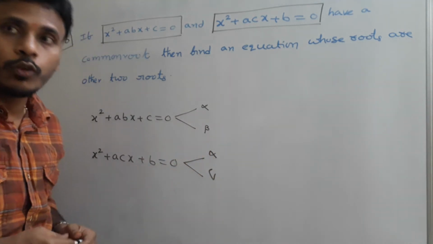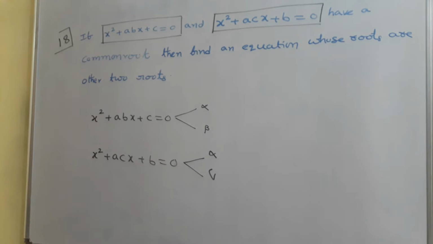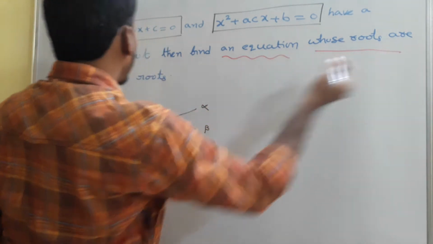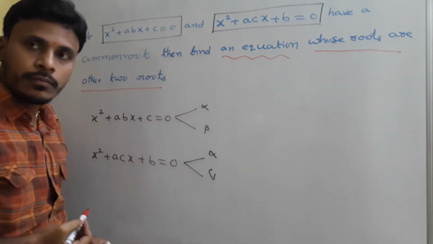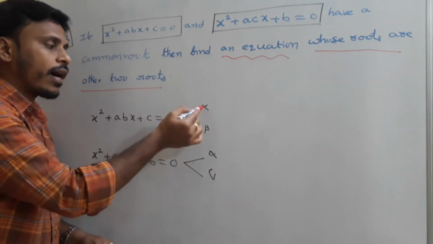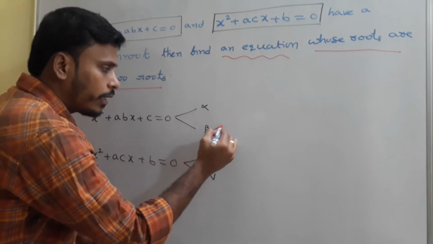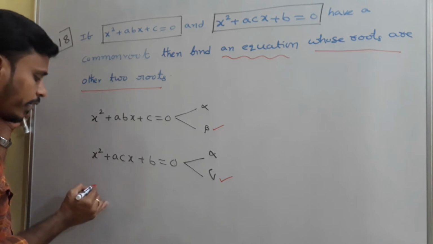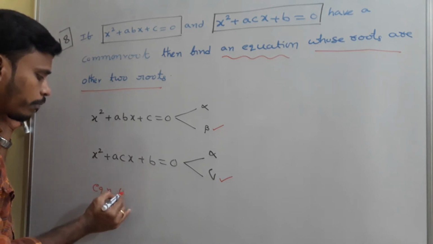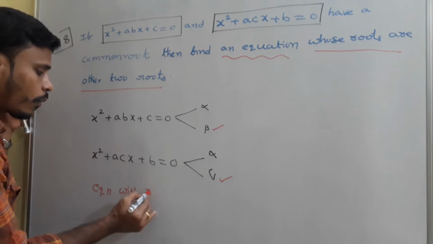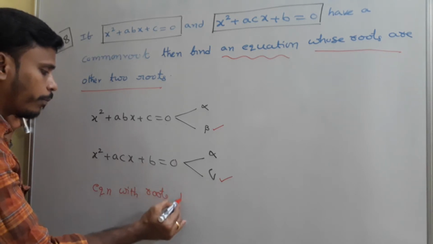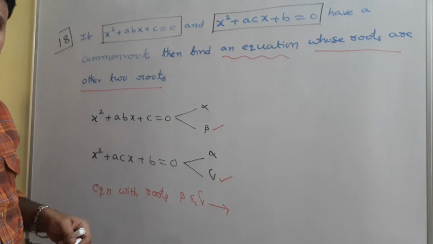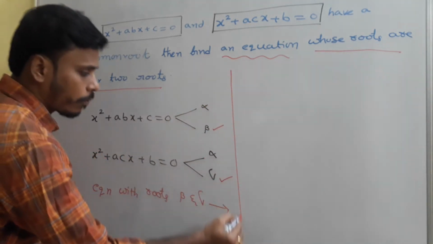Right. What we need to find? We need to find an equation whose roots are the other two roots. These two equations have alpha as a common root, and beta and gamma are the other two roots. Now we need to find the equation with roots beta and gamma. So how to solve this particular problem?